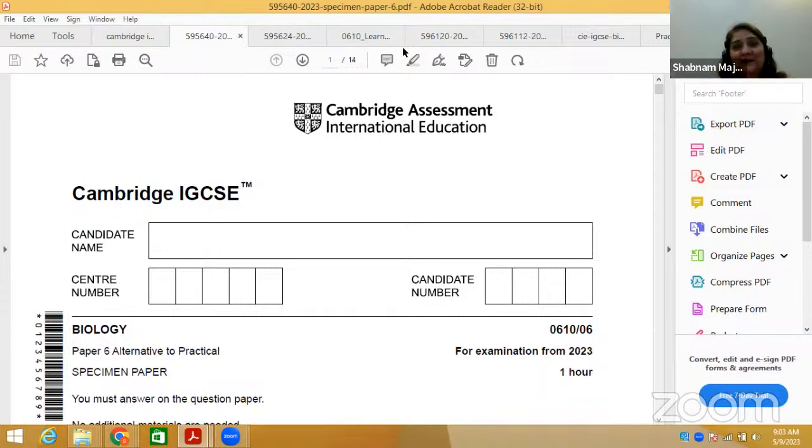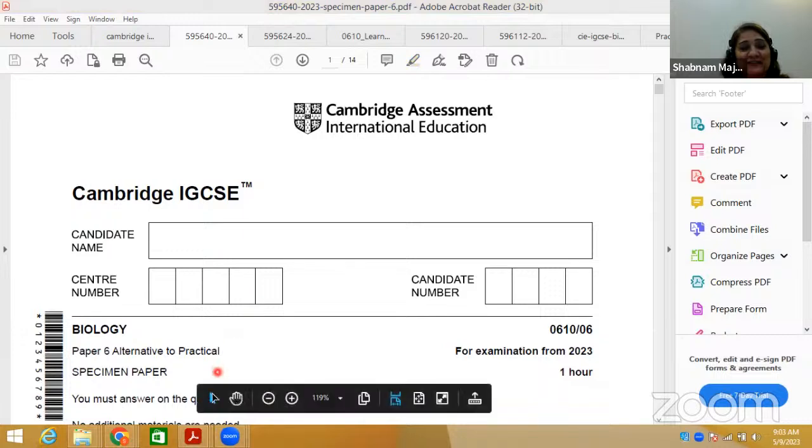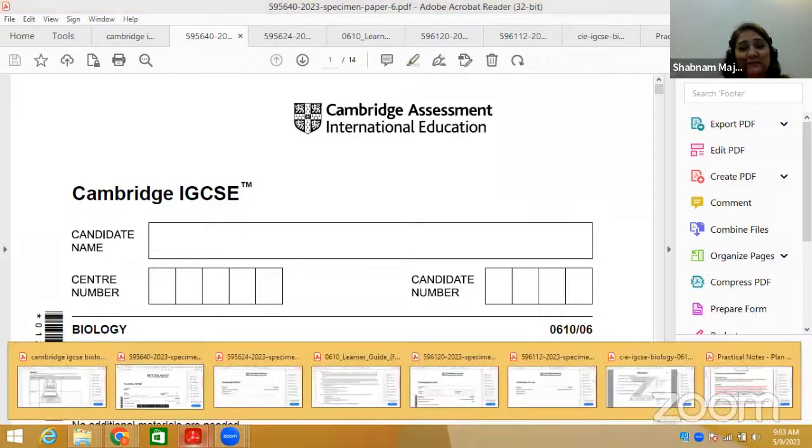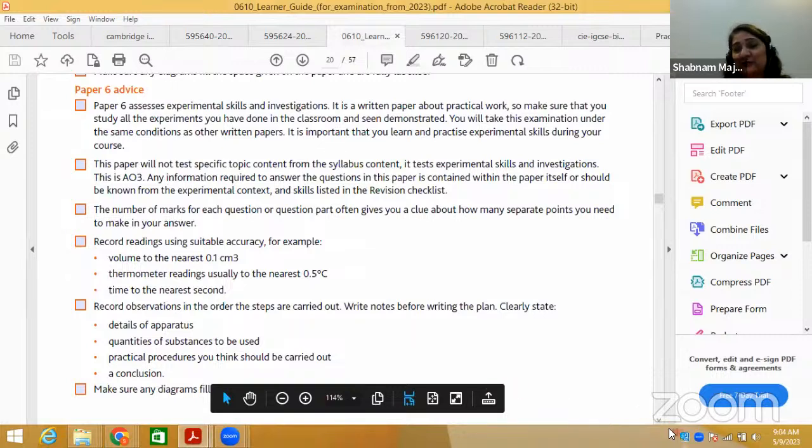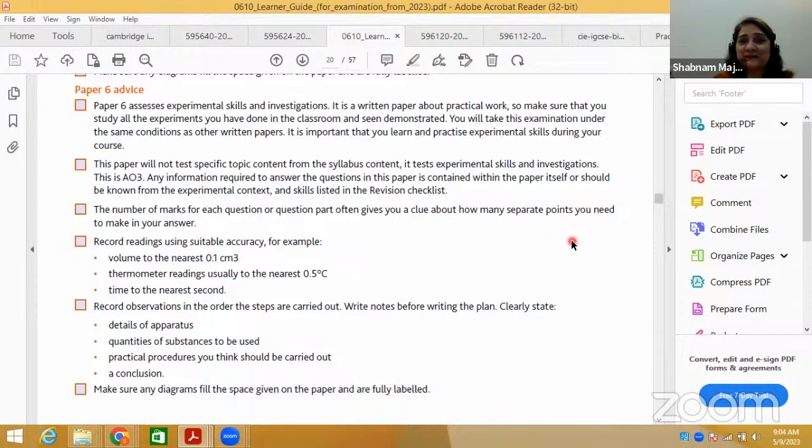Okay, I'm back again. First of all, I'm starting from your syllabus. What is your syllabus code number? I know you all must know it. For IGCSE it's 0610 and paper 6. And for O-levels 5090, it's basically paper 4 now. It used to be paper 6, but now it's paper 4.